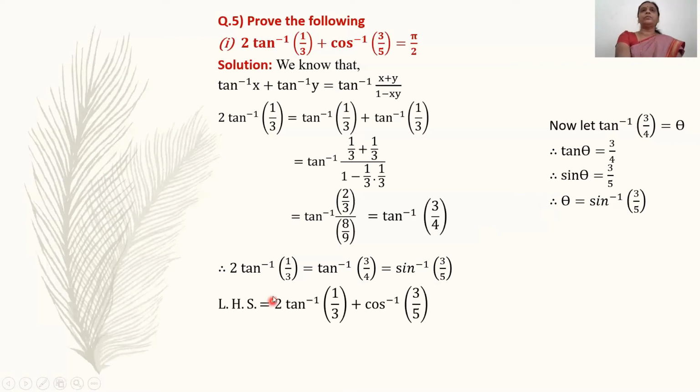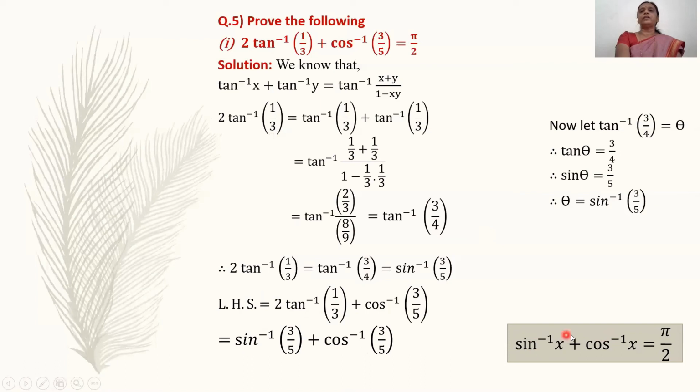Now, what is the left hand side of this equation? Left hand side, write down 2 tan inverse 1 upon 3 plus cos inverse 3 by 5. Now, the value of 2 tan inverse 1 upon 3 is sine inverse 3 by 5. Write down that here. And see what this function is. This is a function of the type sine inverse x plus cos inverse x. Using the property of inverse trigonometric functions, if the function is sine inverse x plus cos inverse x, then the value of that function is pi by 2. Therefore, this sine inverse 3 by 5 plus cos inverse 3 by 5 can be written as pi by 2. And this is nothing but equal to your right hand side. Okay.